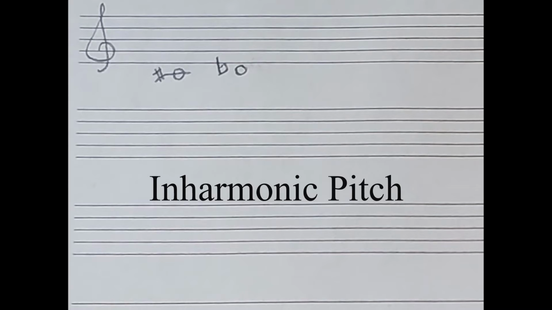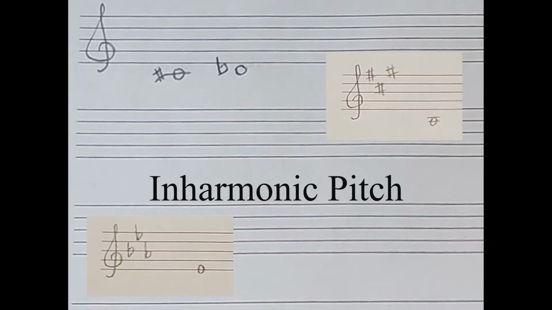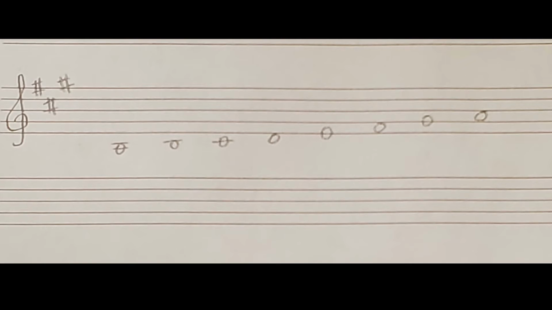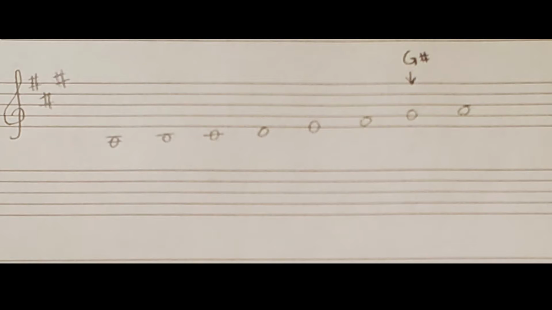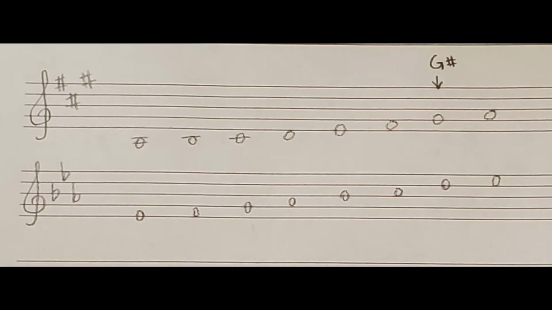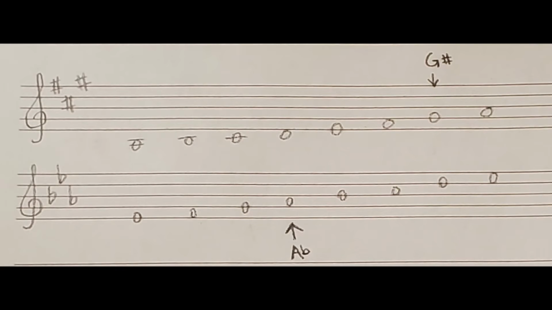All notes have more than one name, but in most cases, the key signature will decide whether to name the pitch one way or the other. For example, if we are in A major, we will write it as G sharp. But if we are in E flat major, we will write it as A flat.